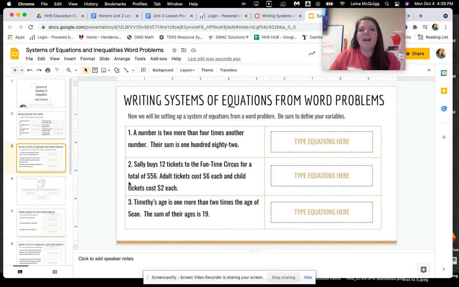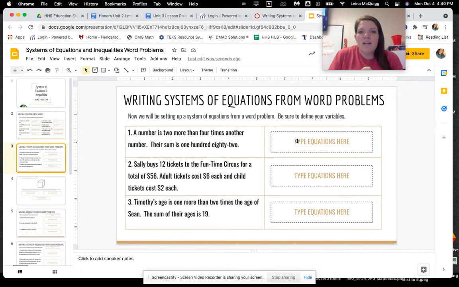All right, so now we're going to write systems of equations with those word problems. When we have a system of equations, that means we're going to have more than one equation. So we're going to write two different equations for all of these.